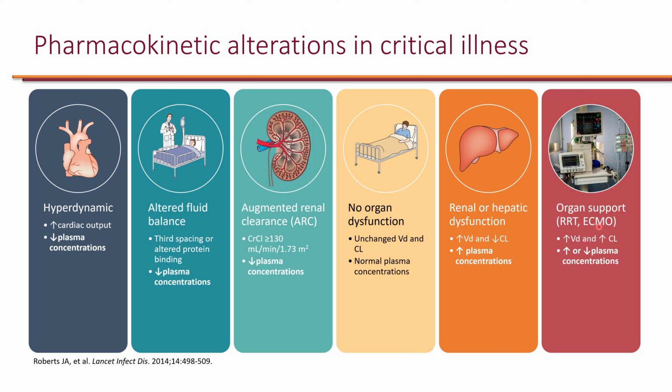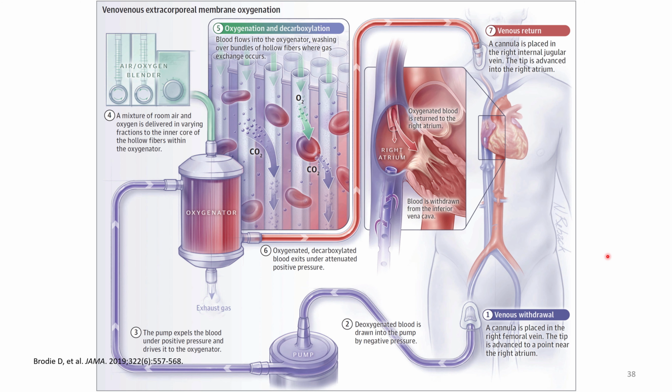And then things like ECMO can increase volume of distribution, and sometimes the drugs can get attached to the equipment, so it can lead to reduced plasma concentration. And here's what ECMO looks like. ECMO is essentially to the lungs what dialysis is to the kidneys. With dialysis, the kidneys cannot work, so dialysis takes over the kidneys and removes toxins from the blood, and it balances fluids and electrolytes, among other things.